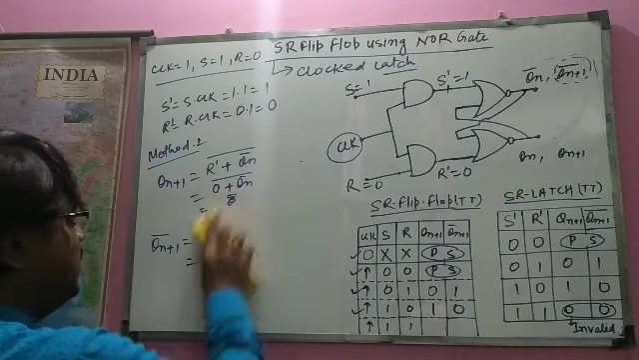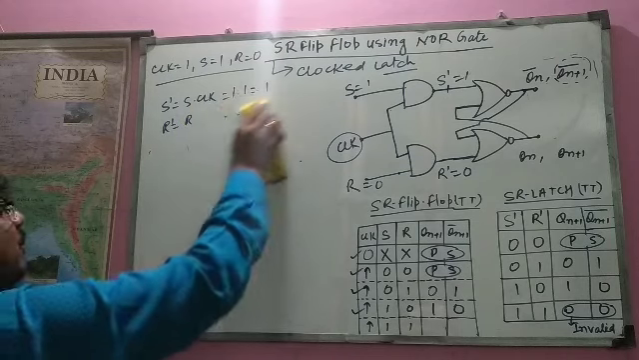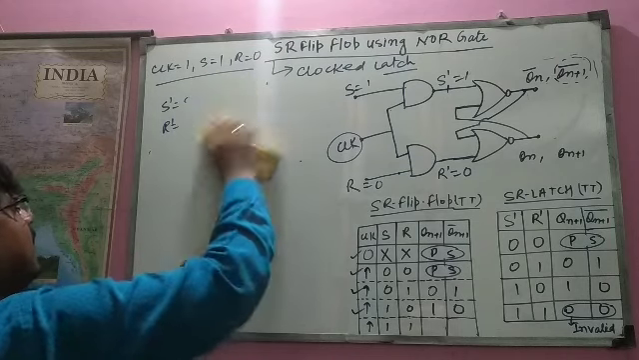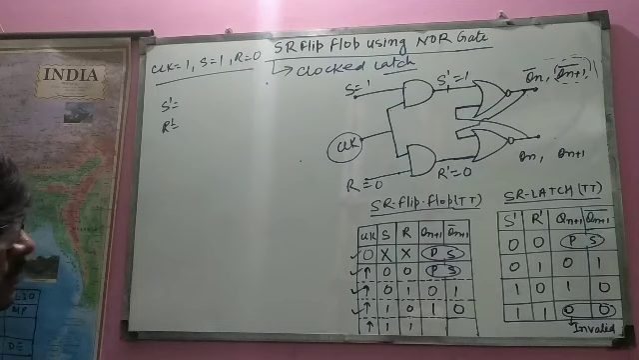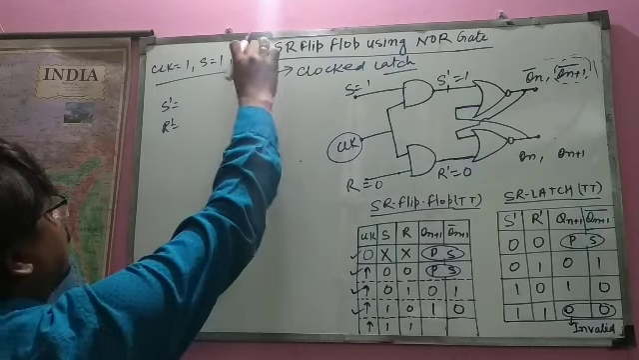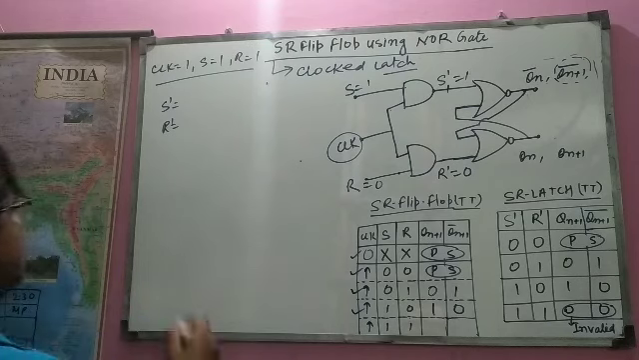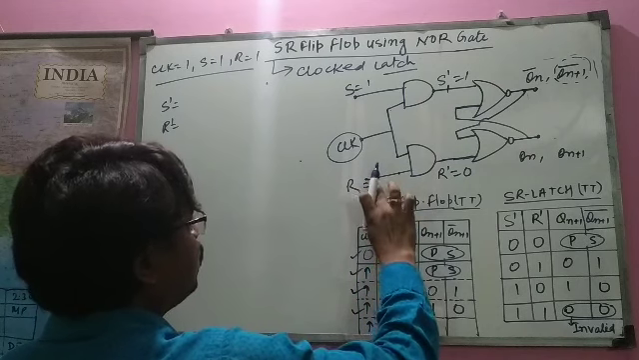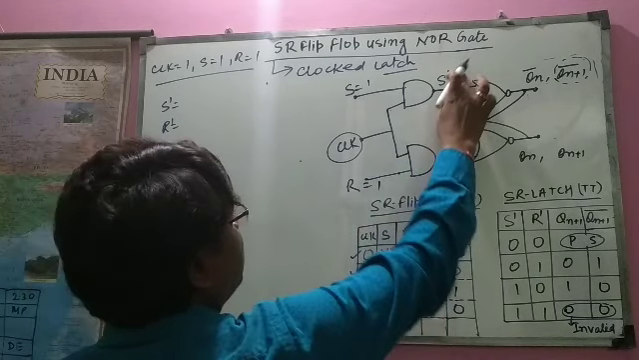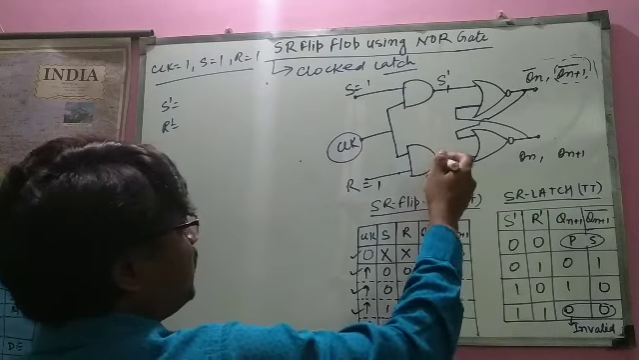Okay, see the last condition. When both of these inputs are 1, and this is very, very important. So this is 1 and this is 1, both are 1. What is going to happen, we'll see. Both of these are 1 and we do not know the value of this and we do not know the value of this. We will just calculate from here.